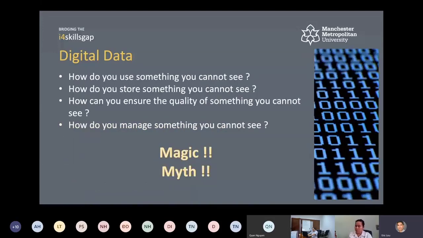so we ask the question right now, for digital data, how do you use something you cannot see? How do you store something you cannot see? How do you ensure the quality of something that you can't see? That's something you've got to really think about, because when we do anything digitally these days in modeling, these are things that we can't see. How can you use it? Is it magic? Is it myth? We'll find out a bit later on. Okay.